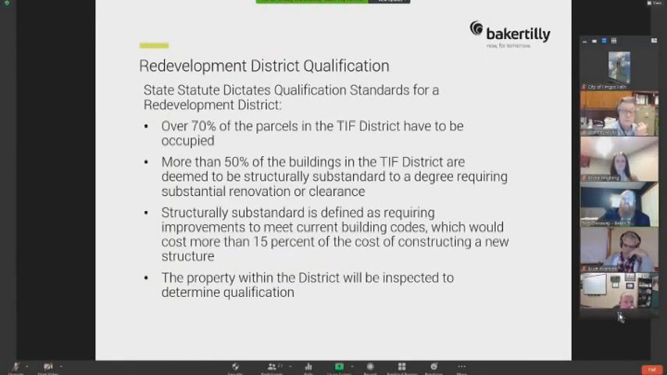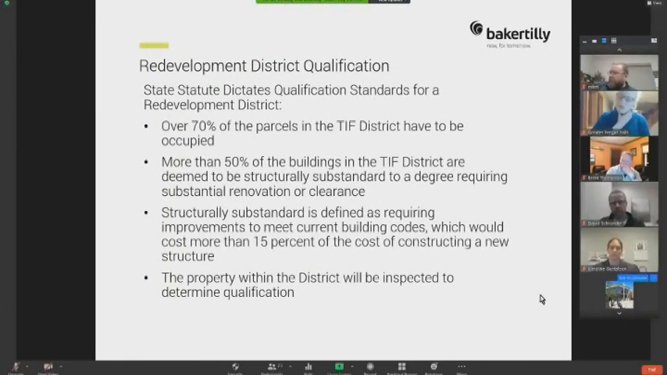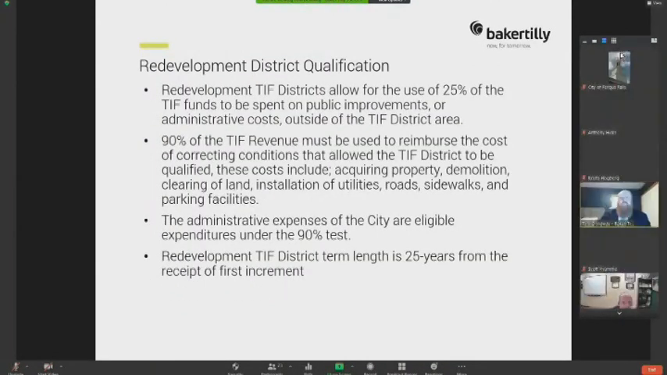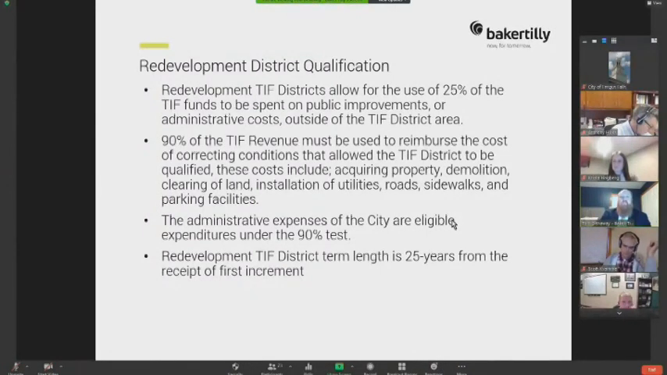At the end of the TIF plan, the executive summary from a study prepared by LHB Engineering Company identifies that the property was inspected and that it was determined to qualify as structurally substandard. A redevelopment TIF district allows for 25% of the TIF funds to be spent on public improvements or administrative costs outside of the TIF district area. In this case, we're proposing that all of it would be spent on improvements within the boundaries of the TIF district, aside from the city's 10%.